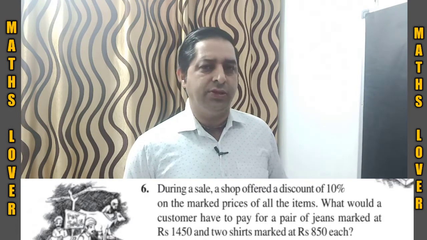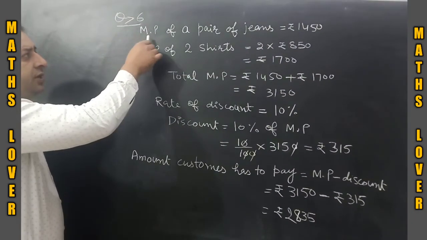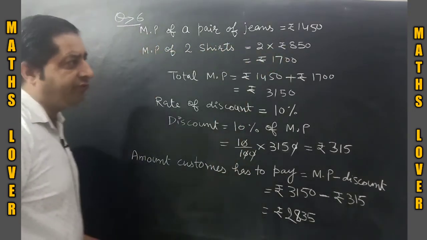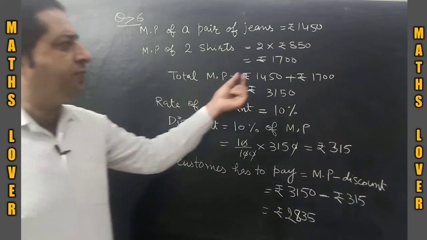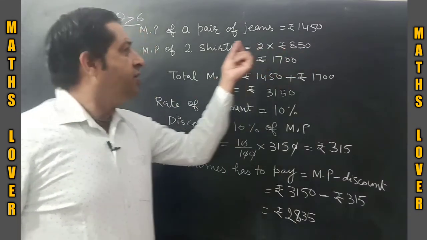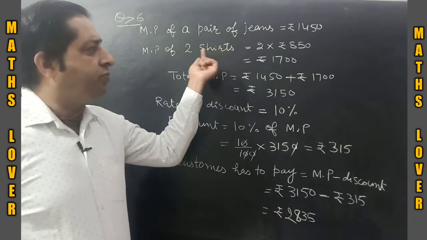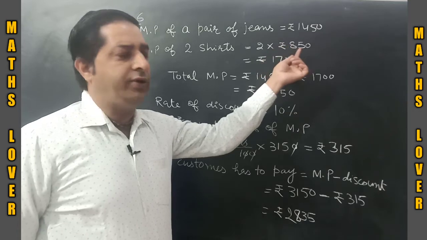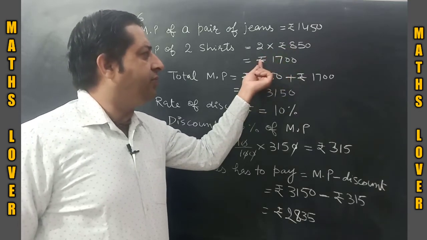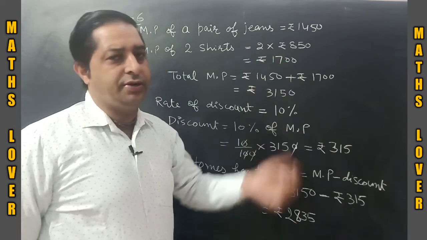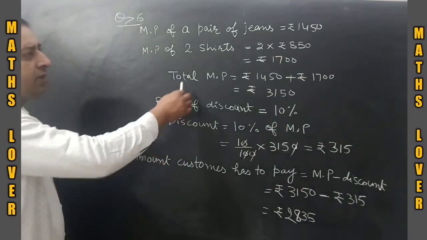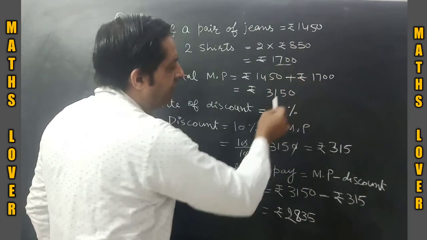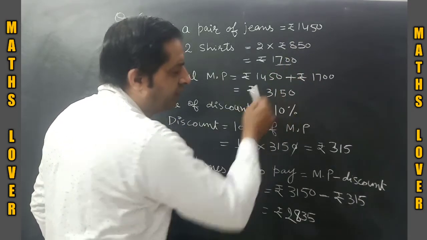आइए अब इस सोल्यूशन को देखते हैं. Solution of question number 6. Here the marked price of a pair of jeans is given as rupees 1,450 and the marked price of one shirt is rupees 850. हमने 2 शर्ट परचेज की हैं तो मार्क प्राइस ऑफ 2 शर्ट हो जाएगा 2 into rupees 850, and when we multiply these we will get rupees 1,700. टोटल मार्क प्राइस हो जाएगा 1,450 plus 1,700 and we'll get rupees 3,150.